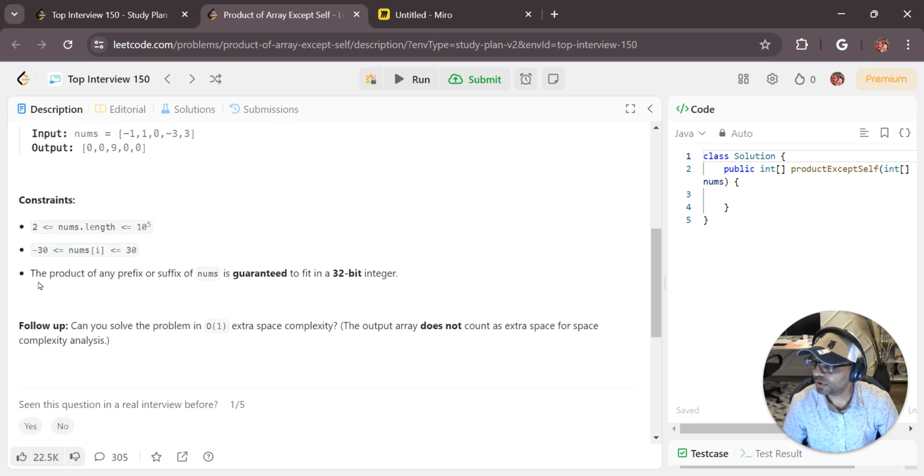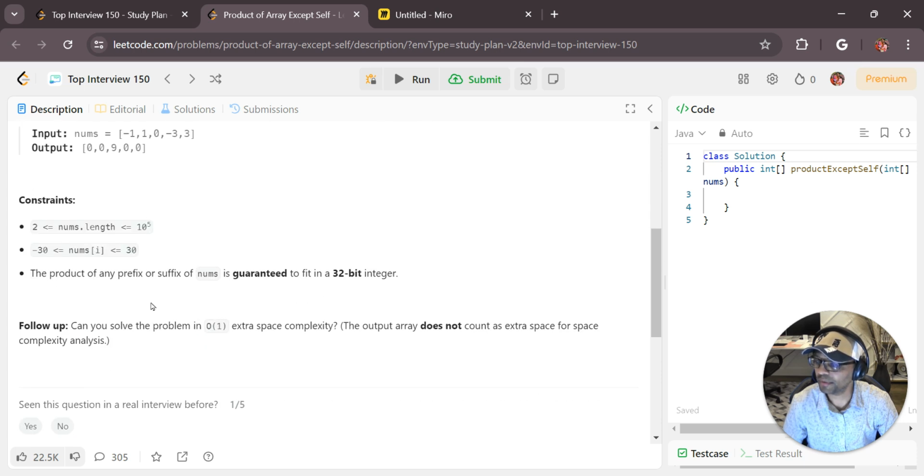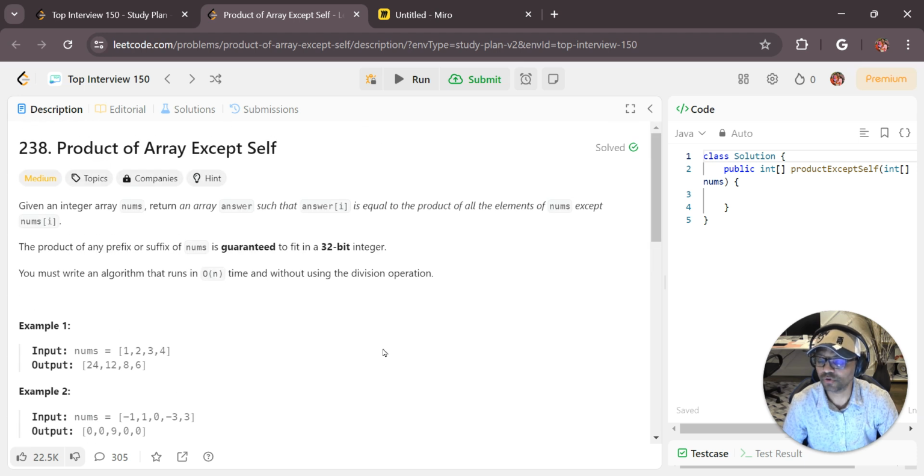The product of any prefix or suffix of nums is guaranteed to fit in a 32-bit integer. I wonder why they have given this. Even when I read it here, I thought maybe that somehow helps us with the answer when division is not allowed. But anyway, we'll see. And then the follow-up is, can you solve the problem in O of 1 extra space complexity? The output array does not count as extra space for space complexity analysis. Yeah, that is always true. We have to allocate an array to store the output, and that is not extra memory. Okay, how do we do this?